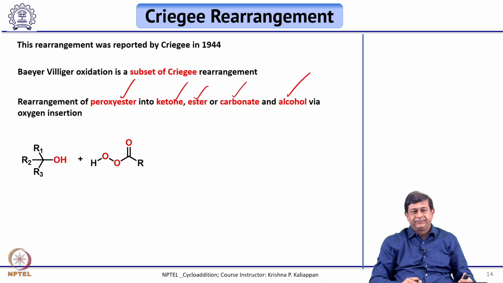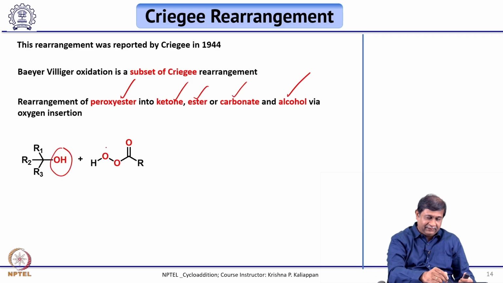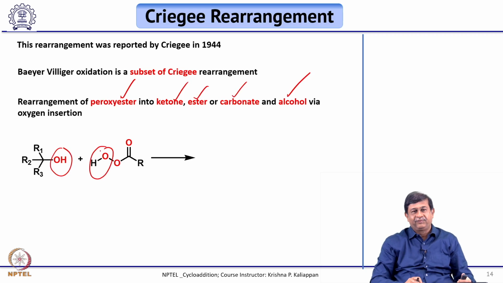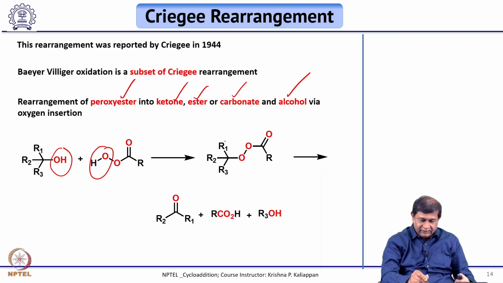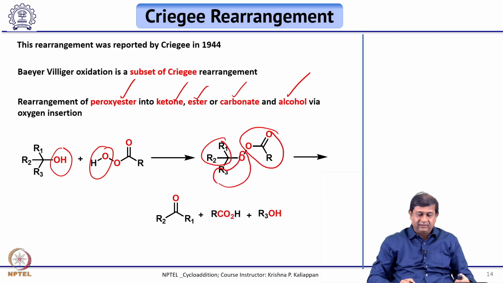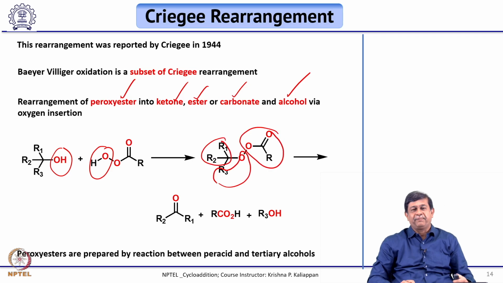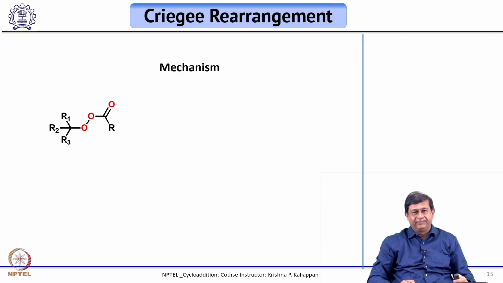So, for example, if you take an alcohol and then treat with this peracid, it forms the peroxyester. This peroxyester then undergoes rearrangement to give, this becomes ketone, this becomes carboxylic acid and this becomes alcohol. How does it happen? Okay, let us see.